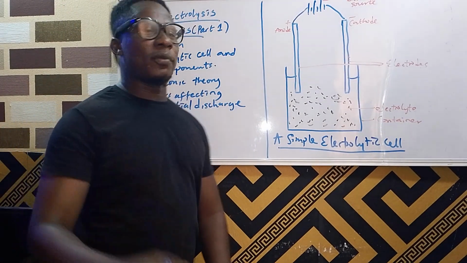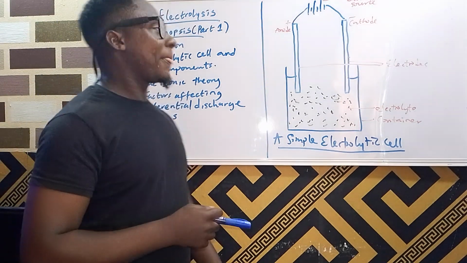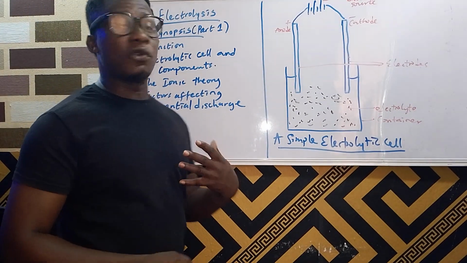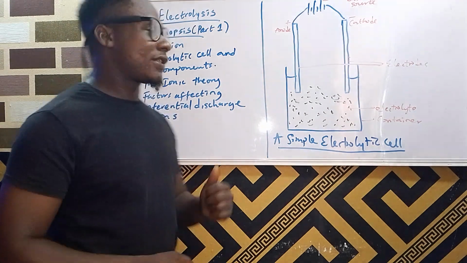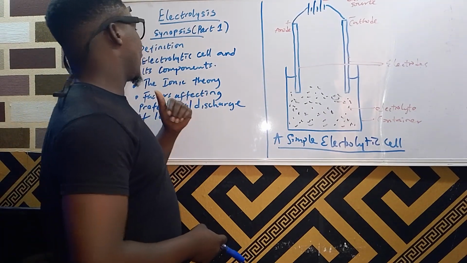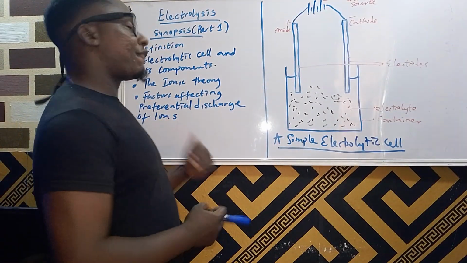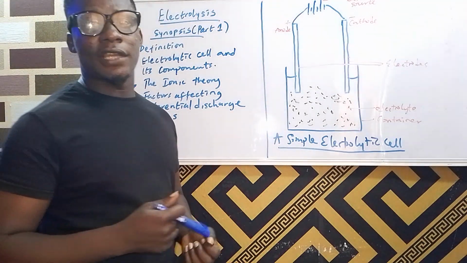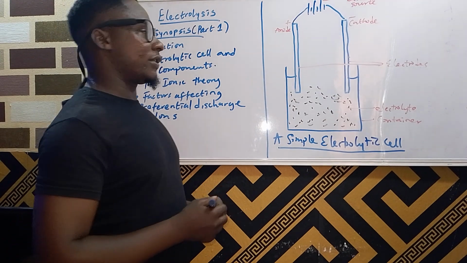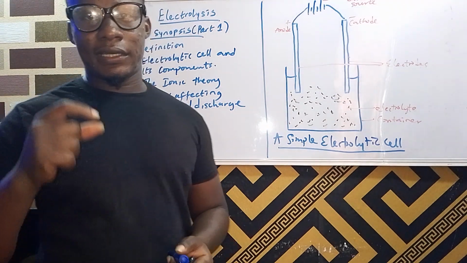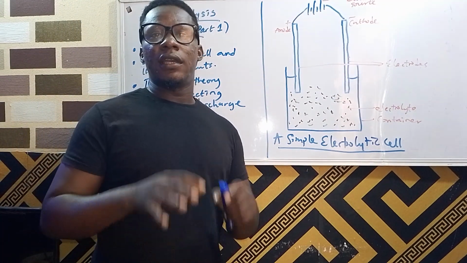In today's class, we are going to be looking at electrolysis. In the first part, we look at the definition of electrolysis, electrolytic cell and its components. We look at the ionic theory, and of course, factors affecting the preferential discharge of ions during electrolysis. First and foremost, let's define electrolysis.